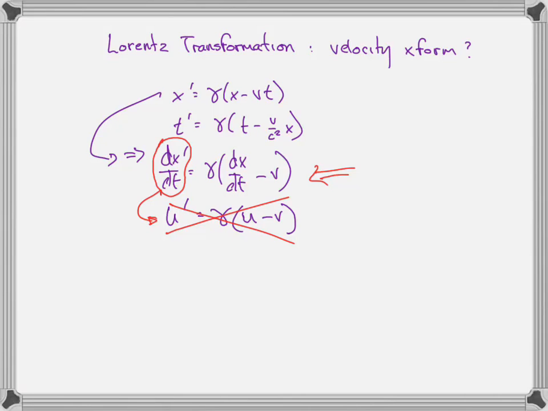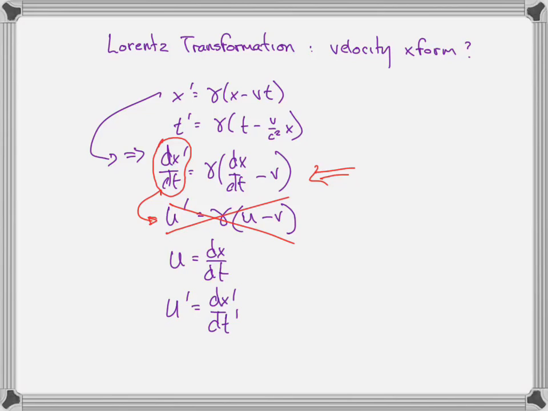What would u' be? If u, the velocity in the unprimed frame, is dx/dt, then u', the velocity in the primed frame, is dx'/dt'. Remember that the whole point of relativity is that time is no longer absolute. So we've got to take the time derivative within that frame. So how do we do that? Well, it's actually not that hard.